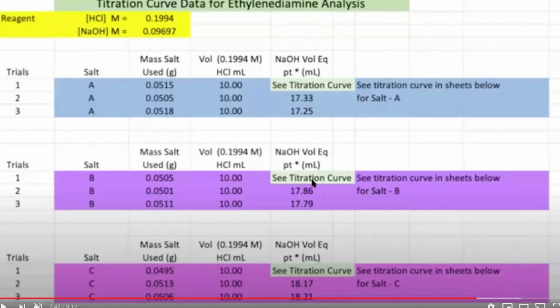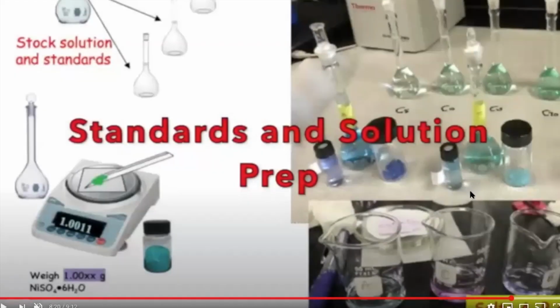Same thing with the analysis of salt B. I don't give you the first one. You have to find that in the movie. I give you the other two, and then also from the three. So this is your ethylenediamine analysis. Okay, so that is that part.